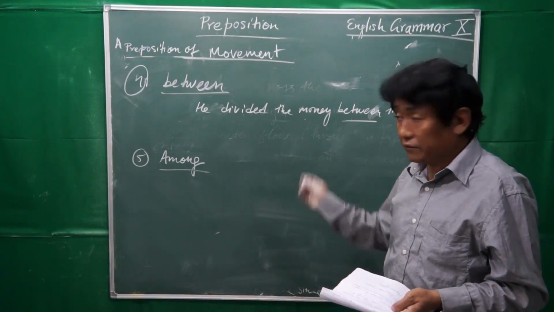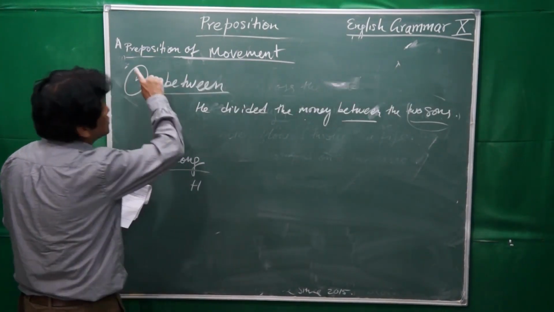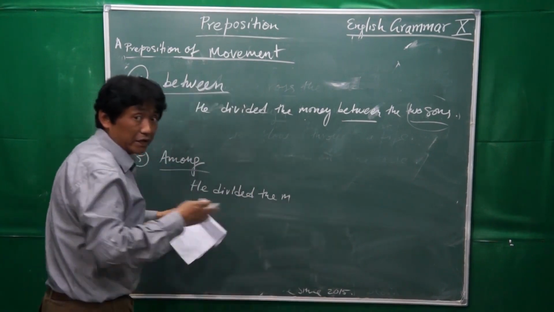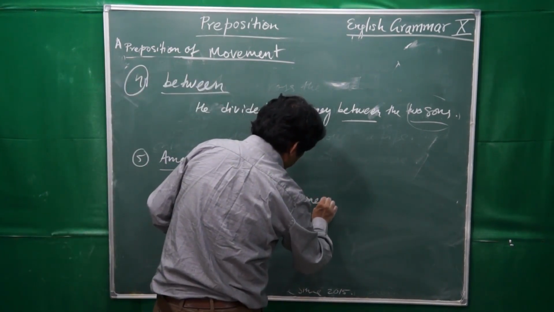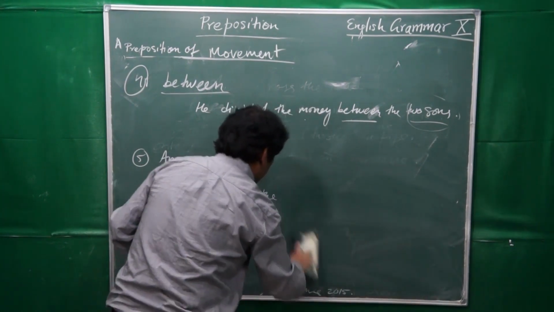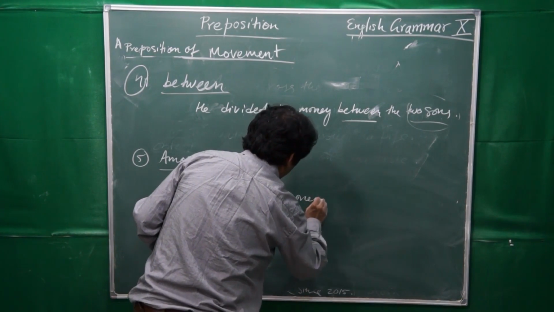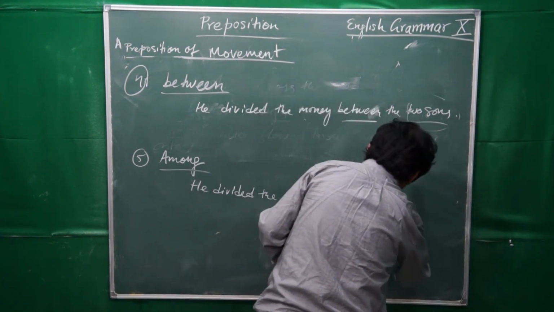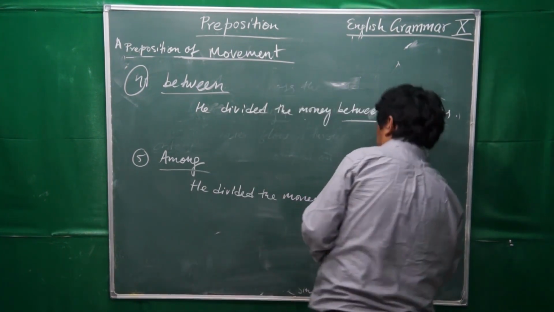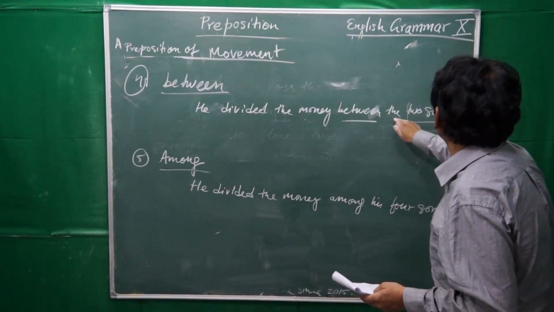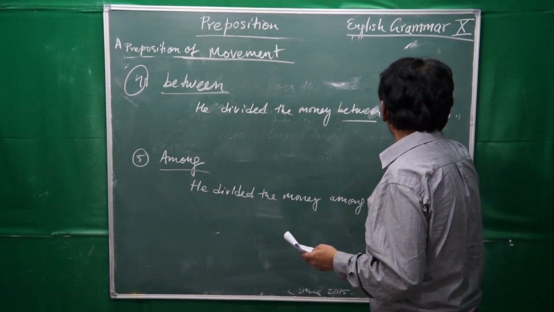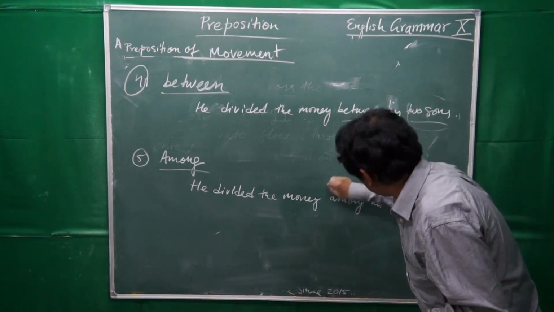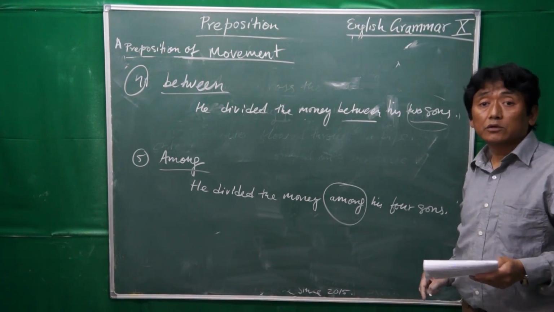Alright? Then, among is quite different. If I write down among as the preposition of movement, now he divided the money, the act of dividing is a movement, right? So he divided the money among his 3 or 4 sons. He divided the money between his two sons. Over here you can write down he divided the money among his 4 sons. This among is written here because there are more than 2 sons there.